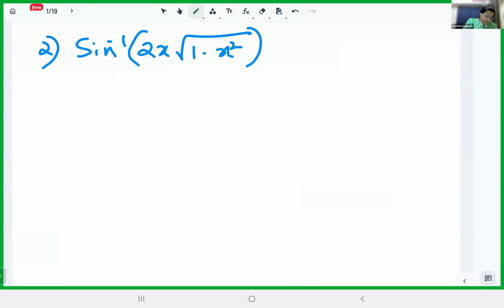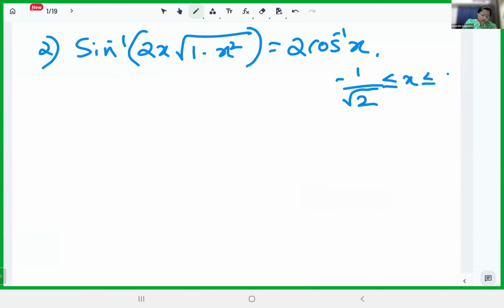Now I'm moving on to the second example. It is sine inverse of 2x into root of 1 minus x square is equal to 2 cos inverse x. You have to prove it, and they have given the domain of the function, that is minus 1 by root 2 less than or equal to x less than or equal to 1.